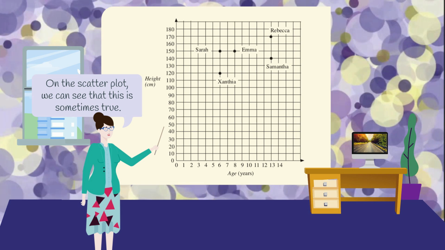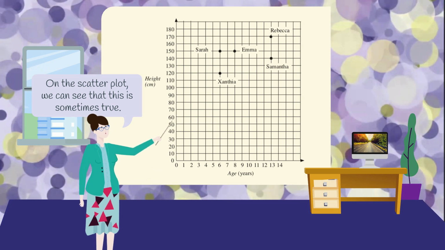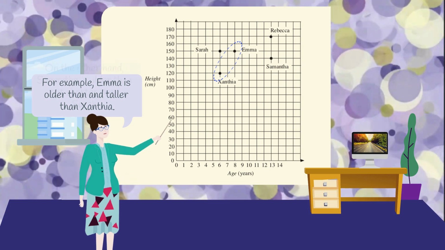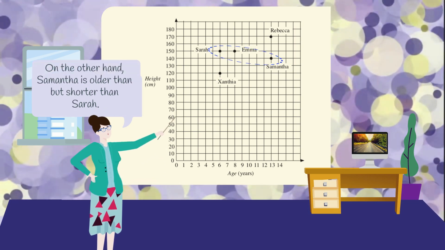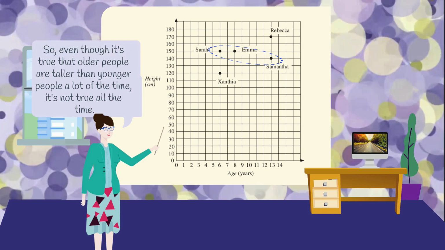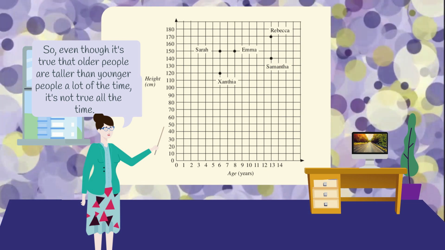On the scatterplot, we can see that this is sometimes true. For example, Emma is older than and taller than Xanthia. On the other hand, Samantha is older than but shorter than Sarah. So, even though it's true that older people are taller than younger people a lot of the time, it's not true all the time.